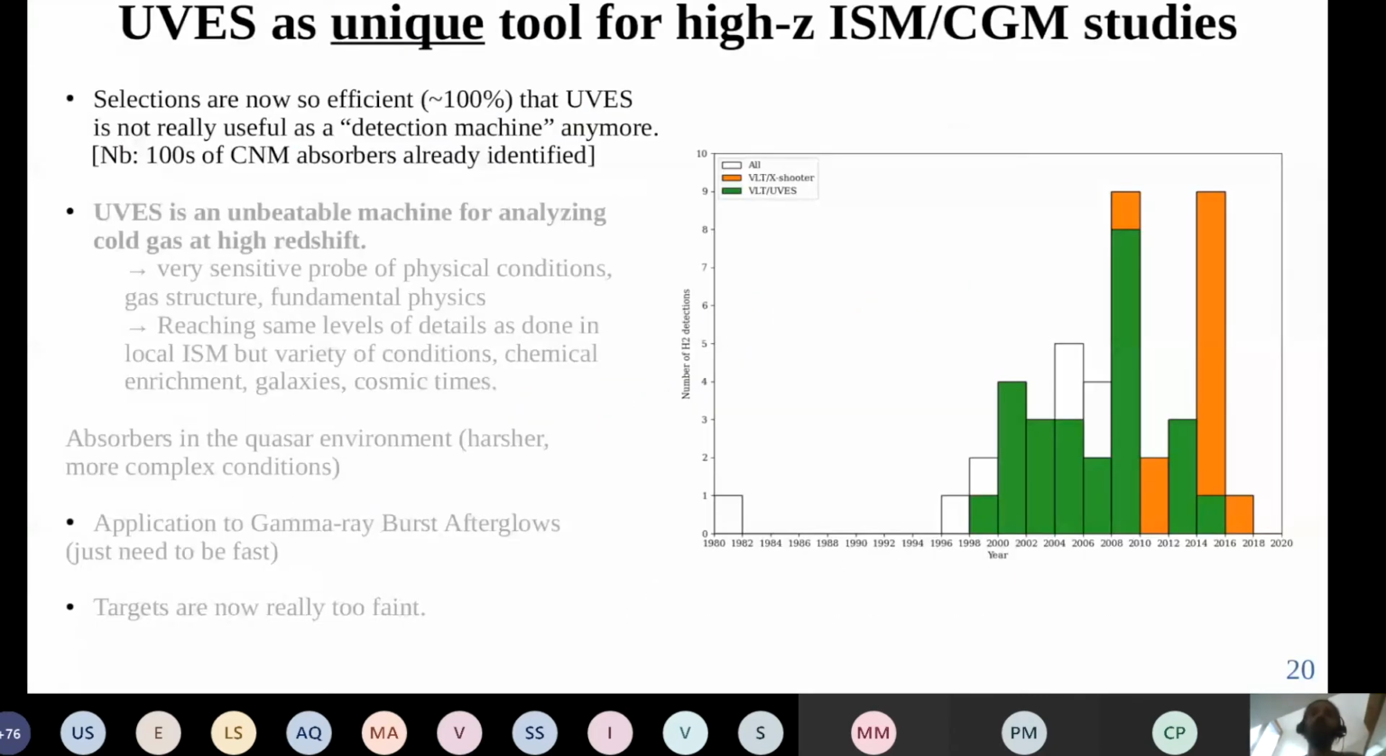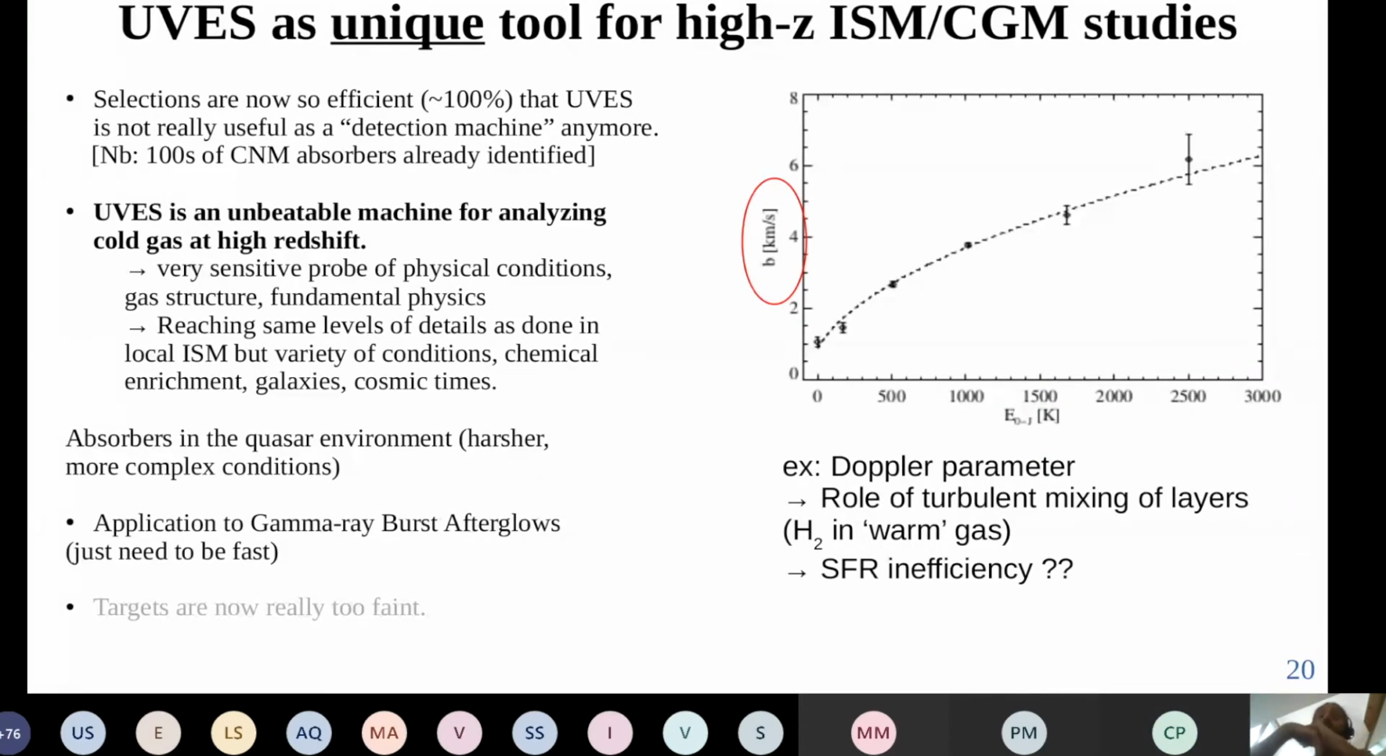So I'm arriving at my summary and then the prospects. We now have selections that are so efficient that we don't really need UVES as a detection machine. We are now able to detect H2 directly in Sloan spectra, for example, and we have hundreds of these absorbers already identified. But it remains an unbeatable machine for analyzing all this cold gas and going for very subtle effects.